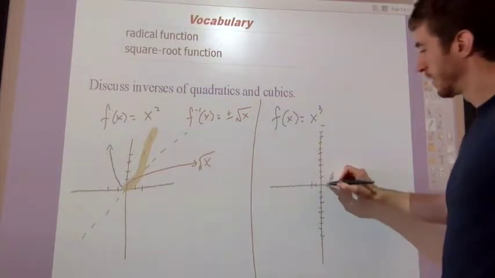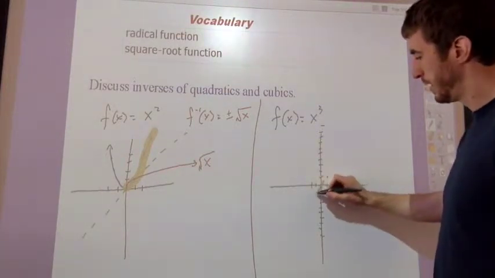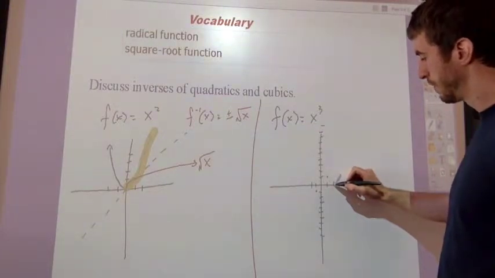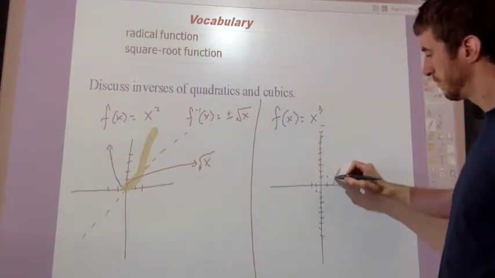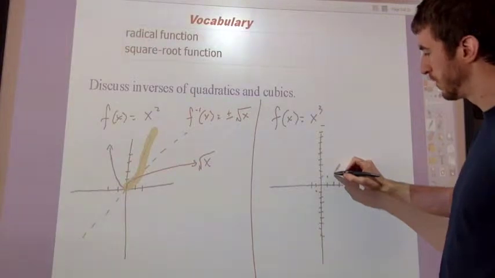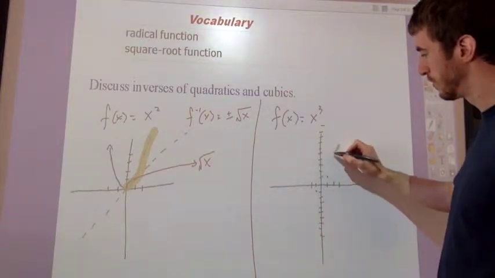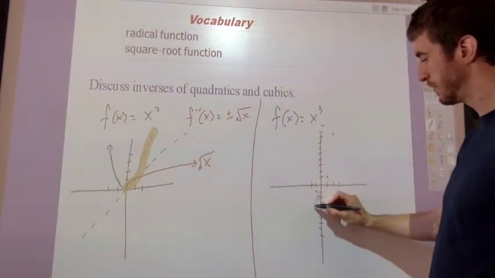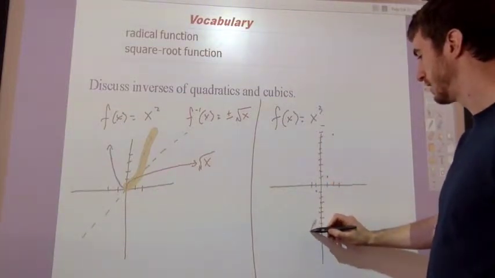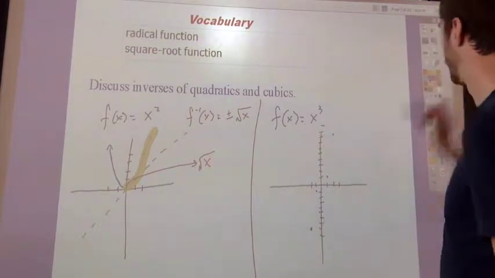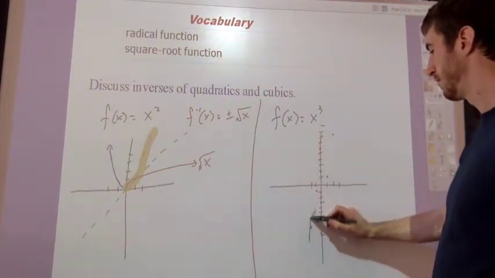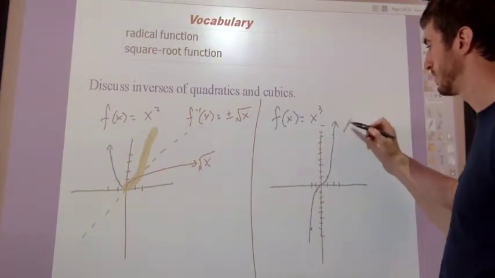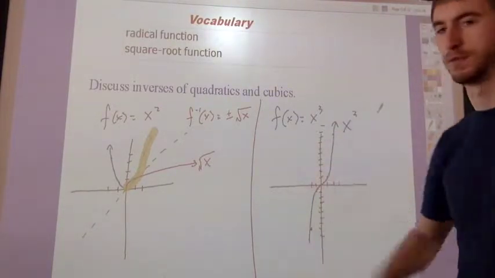So at 1 and 1 we have a point. At -1 and -1 we have a point. At 2, 2 to the third is 8, so 2, 4, 6, 8, we have a point up here at 8. And then at -2 we're down at -8, so about right here. And our graph of x cubed looks like this. This is x cubed, right? We're familiar with this one.